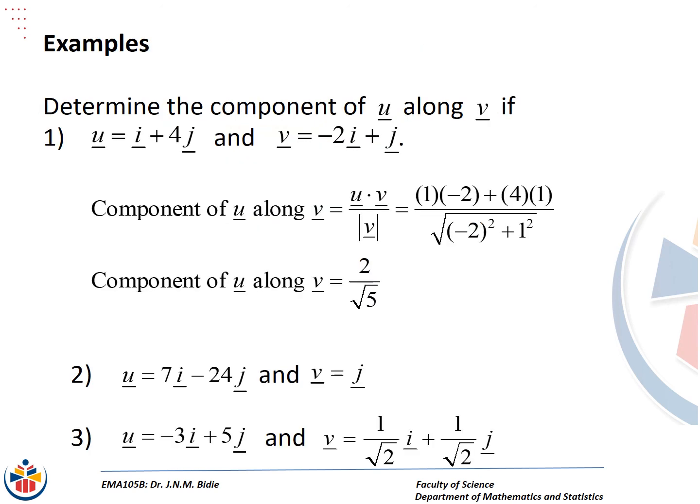Number 1, we are asked to determine the component of u along v. And we've been given both u and v. We write down the formula. We know that it will be u dot v divided by the length of v. The dot product between two vectors, we know it will be the product of their x components plus the product of their y components, divided by the length of v. And that's our answer. Please attempt to do number 2 and number 3. Just u dot v divided by the length of v gives you the component of u along v.